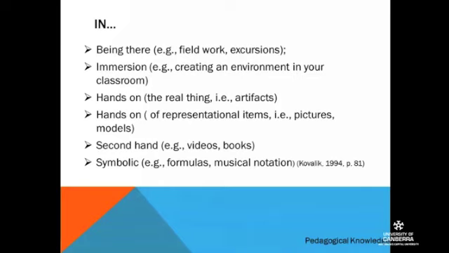You also then have hands-on, the real thing, so you're getting your artefacts in there. Or hands-on representational items like models of things. Can you see where videos and books come for learning? It's interesting, isn't it? Down there. And then symbolic notations, the last one. But being there, immersion. And that's why a lot of children don't have difficulty within the environment, because they're actually out there doing it. They're playing around in the environment.